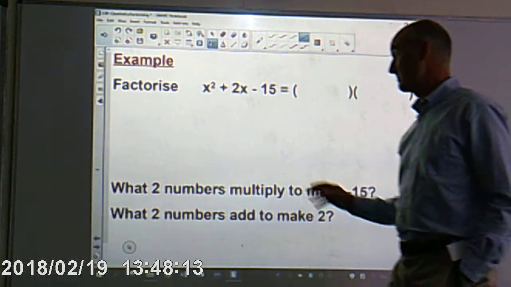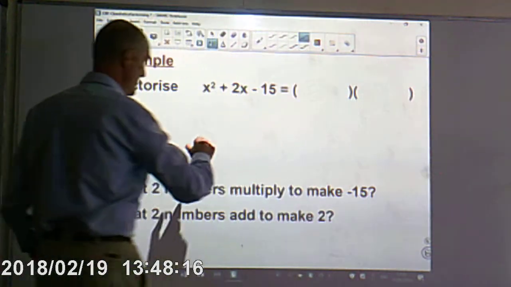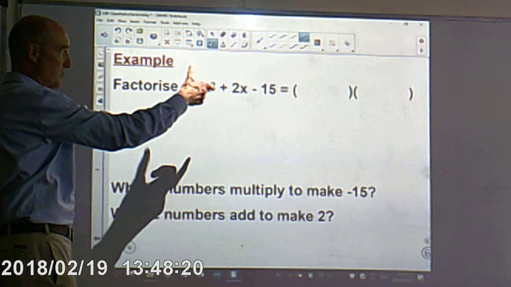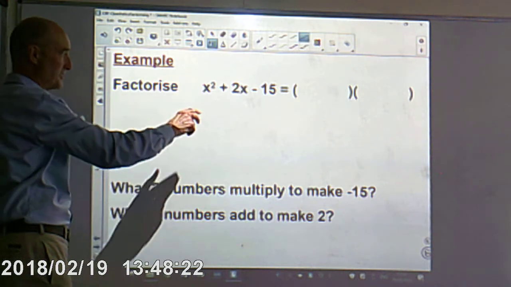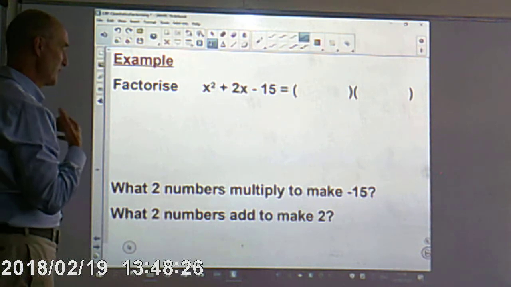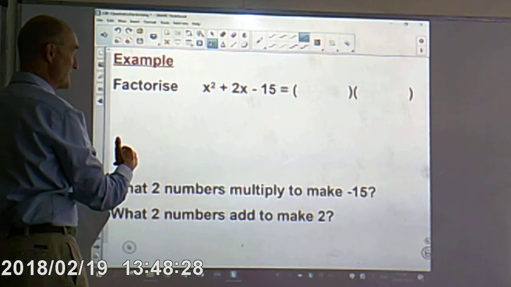Now I'm going to take a massive leap here because it could be a 15 and a 1, 15 times 1, one of them being positive, one of them being negative, but there's no way that they're going to add up to a positive 2. So I'm looking at the numbers 3 and 5.